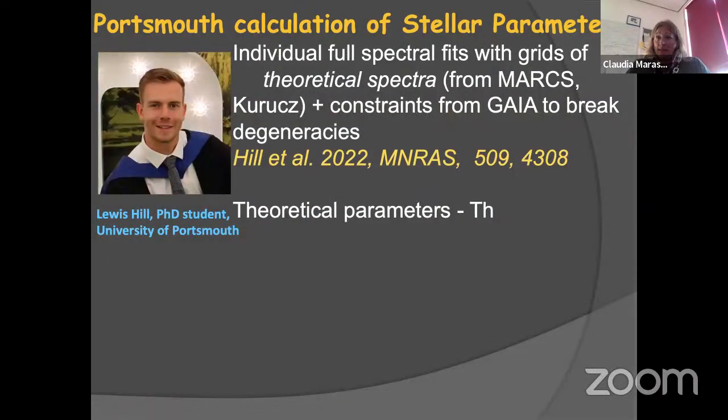There have been many efforts within MASTA, but we actually led the effort for devising the so-called stellar parameters, so the main parameters of your star that produce that emission. And that was led by our PhD student, Louis Hill, in a series of papers.